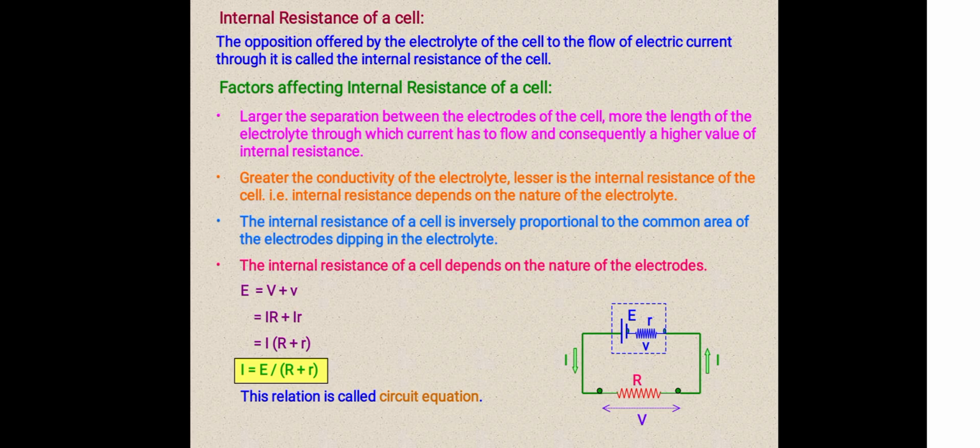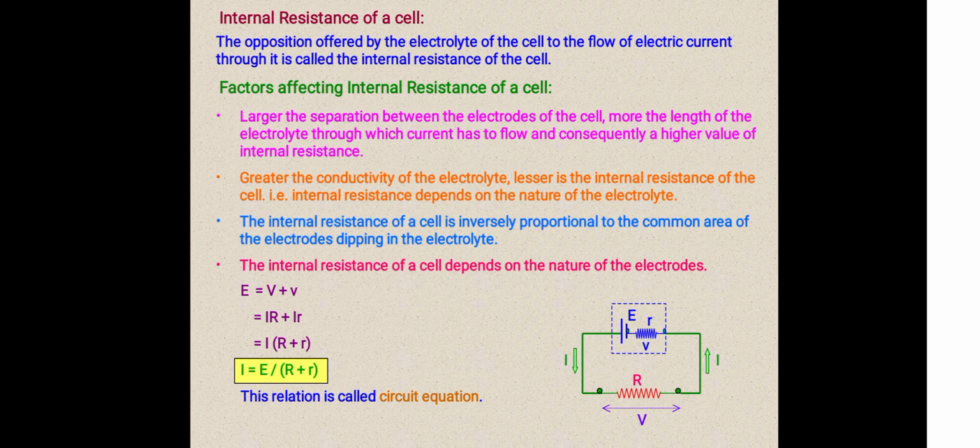Here capital V is, according to Ohm's law, I into R, the terminal potential difference. And small v will be I into small r. This is also known as the lost voltage. So E will be I R plus I r. If we take I common, we can write E equals I into (R plus r). From this equation we can find the current flowing through the circuit. So I will be E by (R plus r). This is called the circuit equation, or you can also say the relation between internal resistance, EMF, and terminal potential difference of a cell.